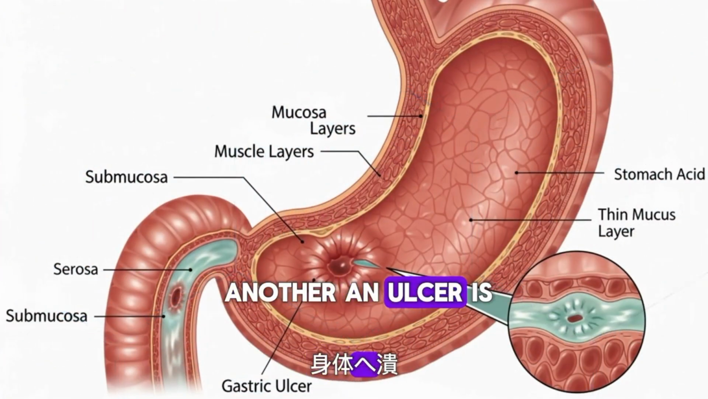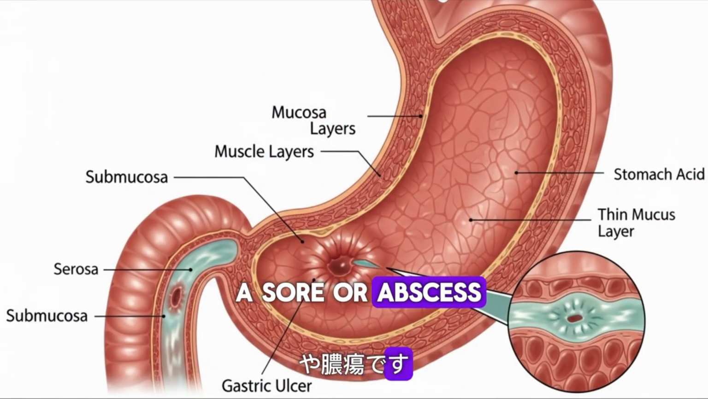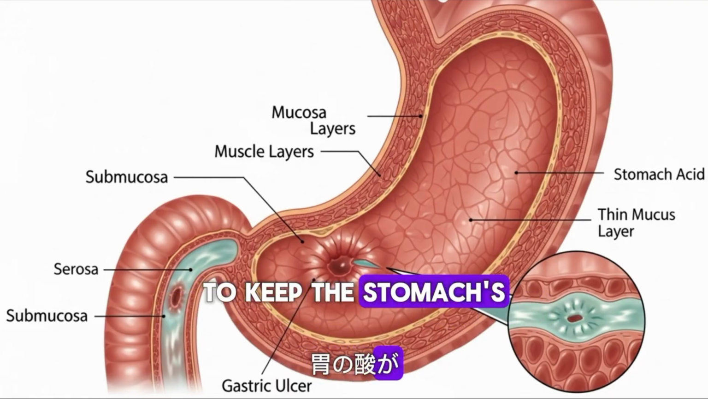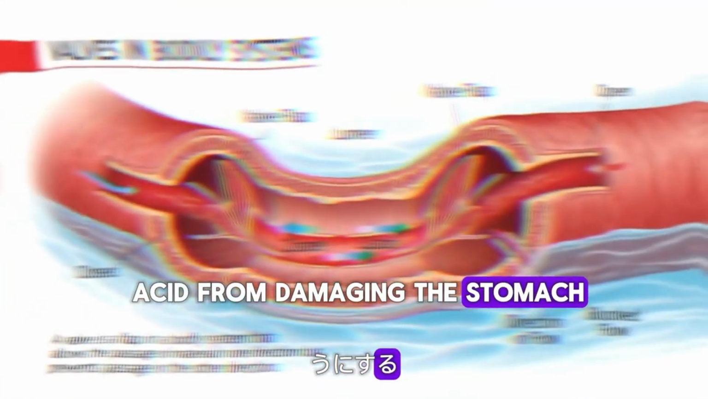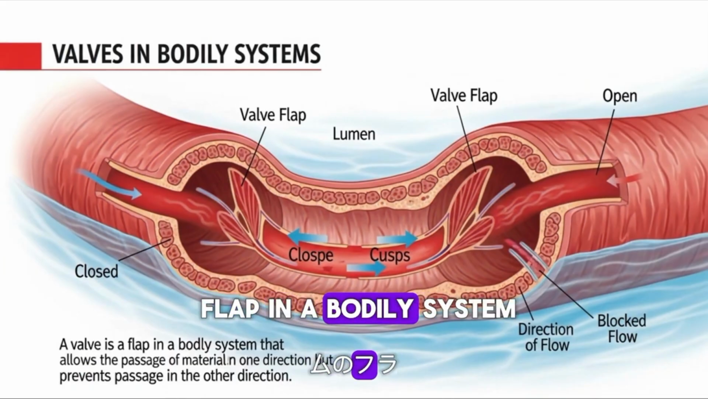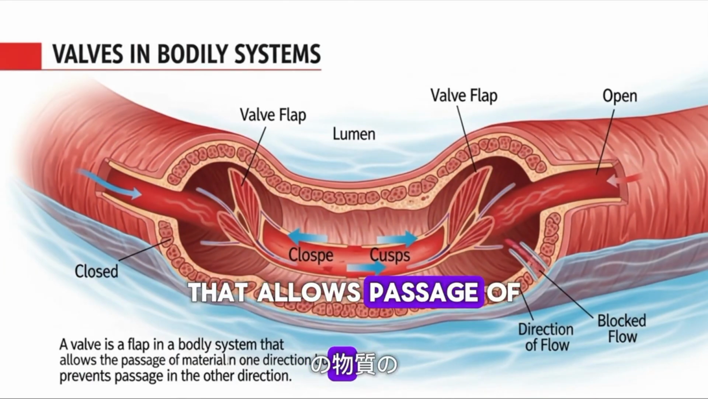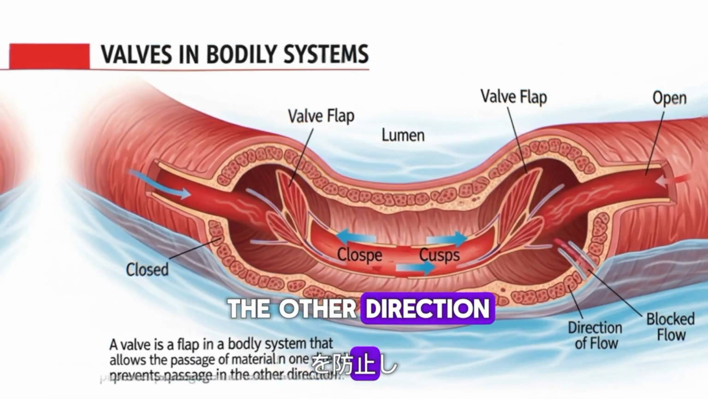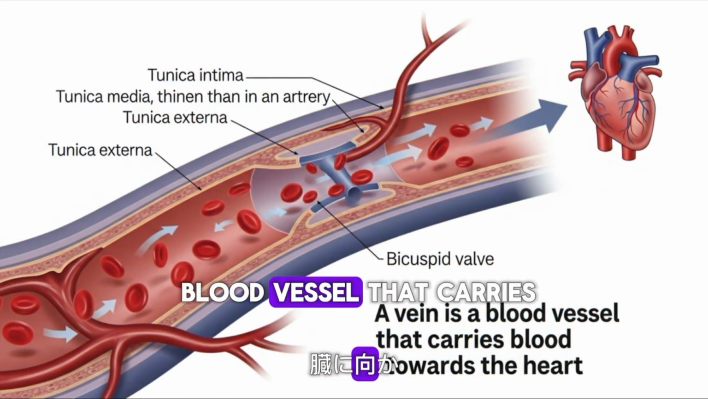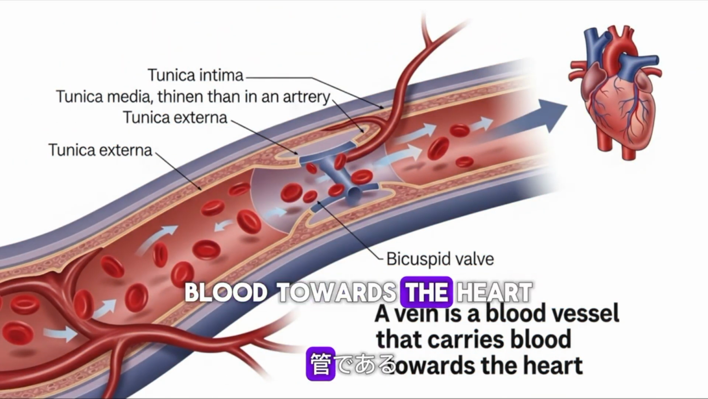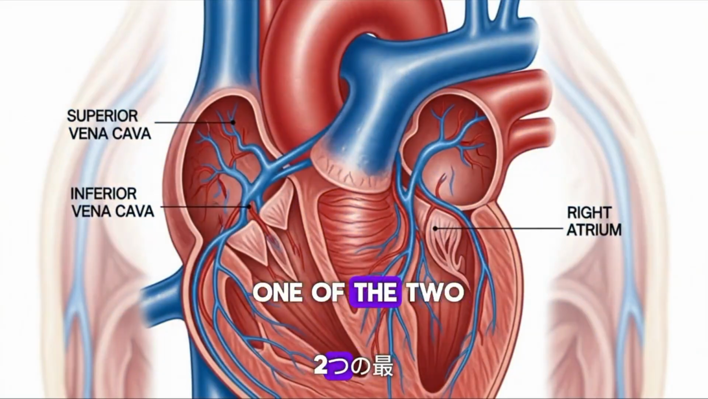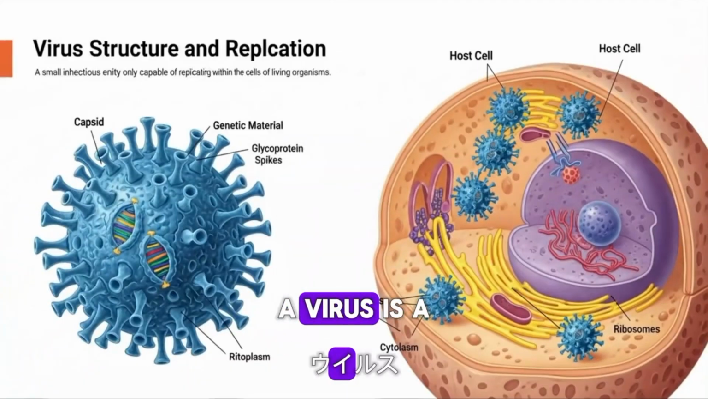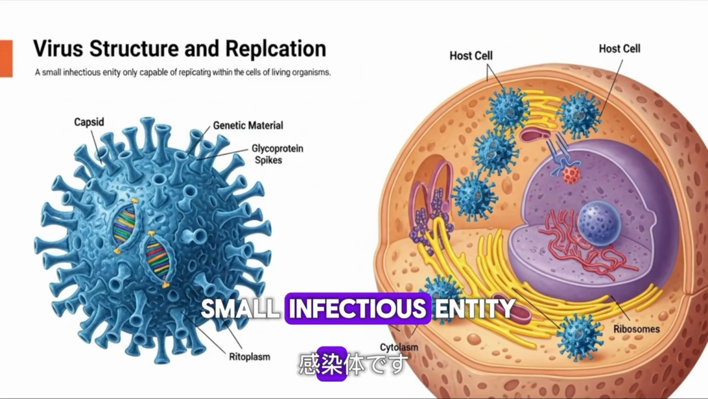An ulcer is a sore or abscess which forms in the stomach when the stomach's mucus lining is too thin to keep the stomach's acid from damaging the stomach. A valve is a flap in a bodily system that allows passage of material in one direction but prevents passage in the other direction. A vein is a blood vessel that carries blood towards the heart. The vena cava is one of the two largest veins in the body. It connects directly to the heart.